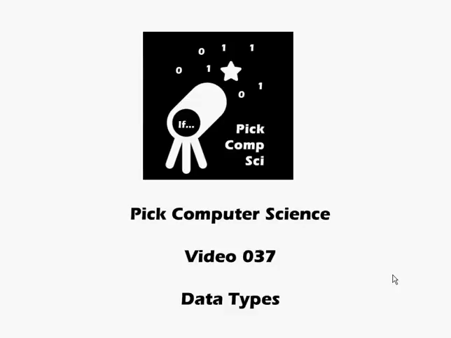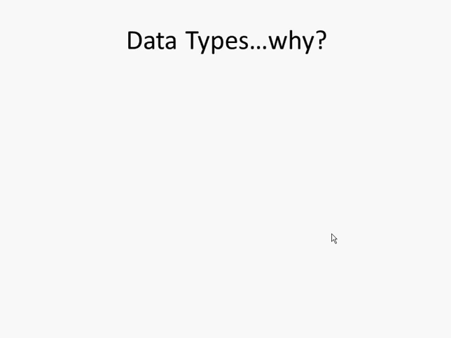Welcome to PICK Computer Science video number 37, looking at data types. So, why do we use these things called data types? Well, as human beings, when we see some data, we would probably know what type of data it is just through our natural instinct.